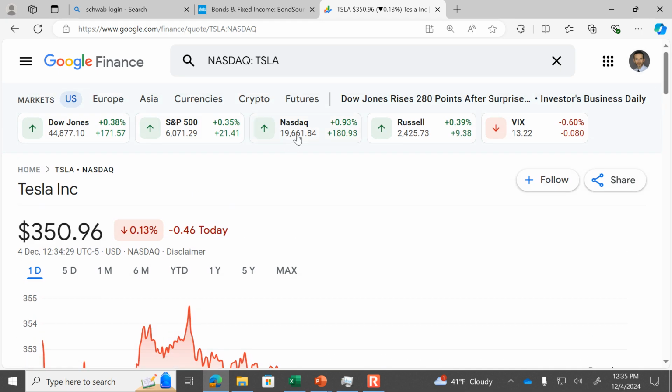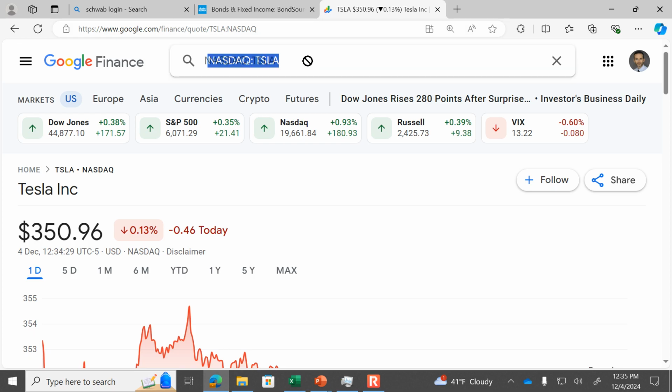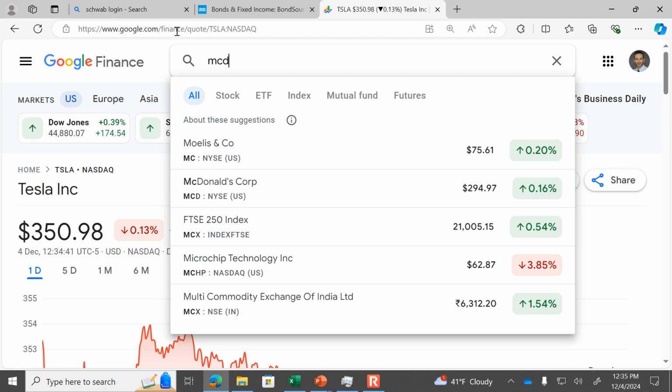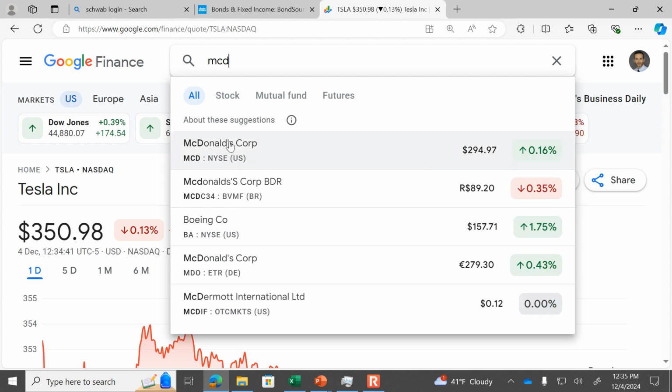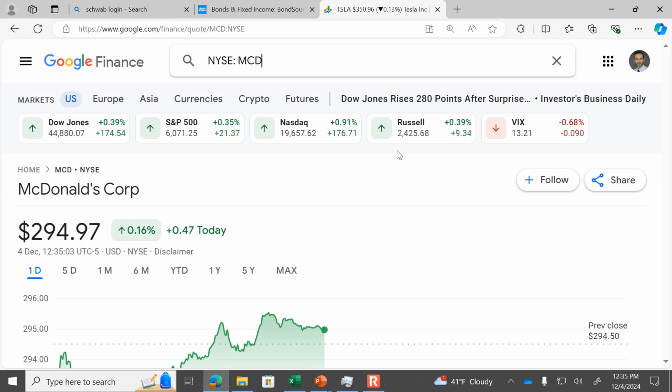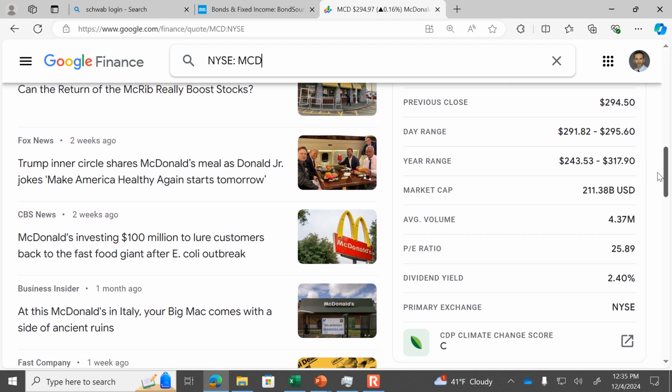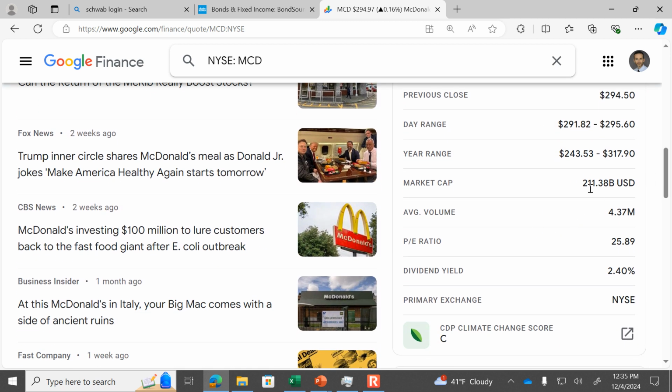Any other stocks we ought to look at before we move on? Think of McDonald's. McDonald's is an interesting one. I wish I'd bought McDonald's when I was in college, because I think McDonald's was selling for about $20 a share. Now it's near $300. So market cap $200 billion, P/E ratio 25. They've got a dividend, so pretty good company.